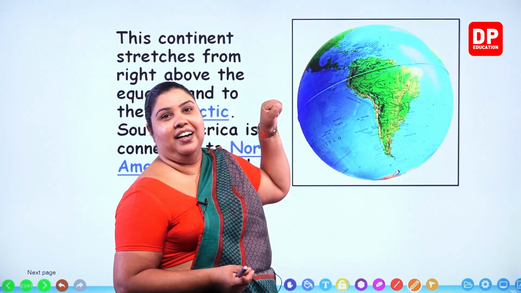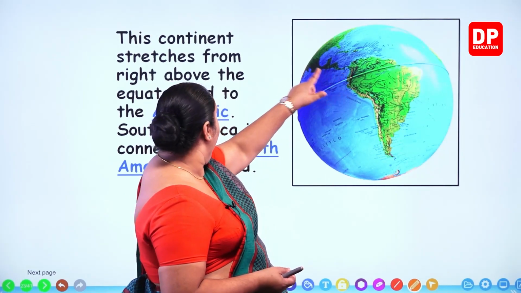This is North America. Can you see? And it is connected by land.